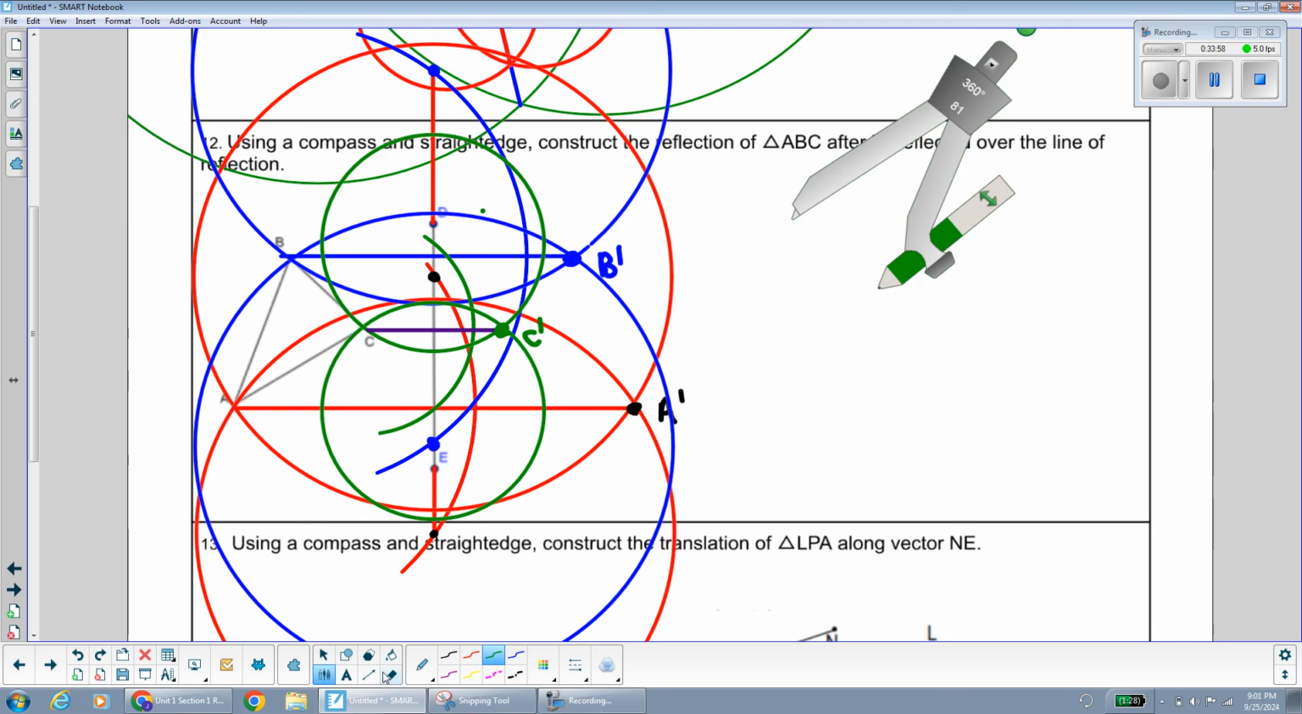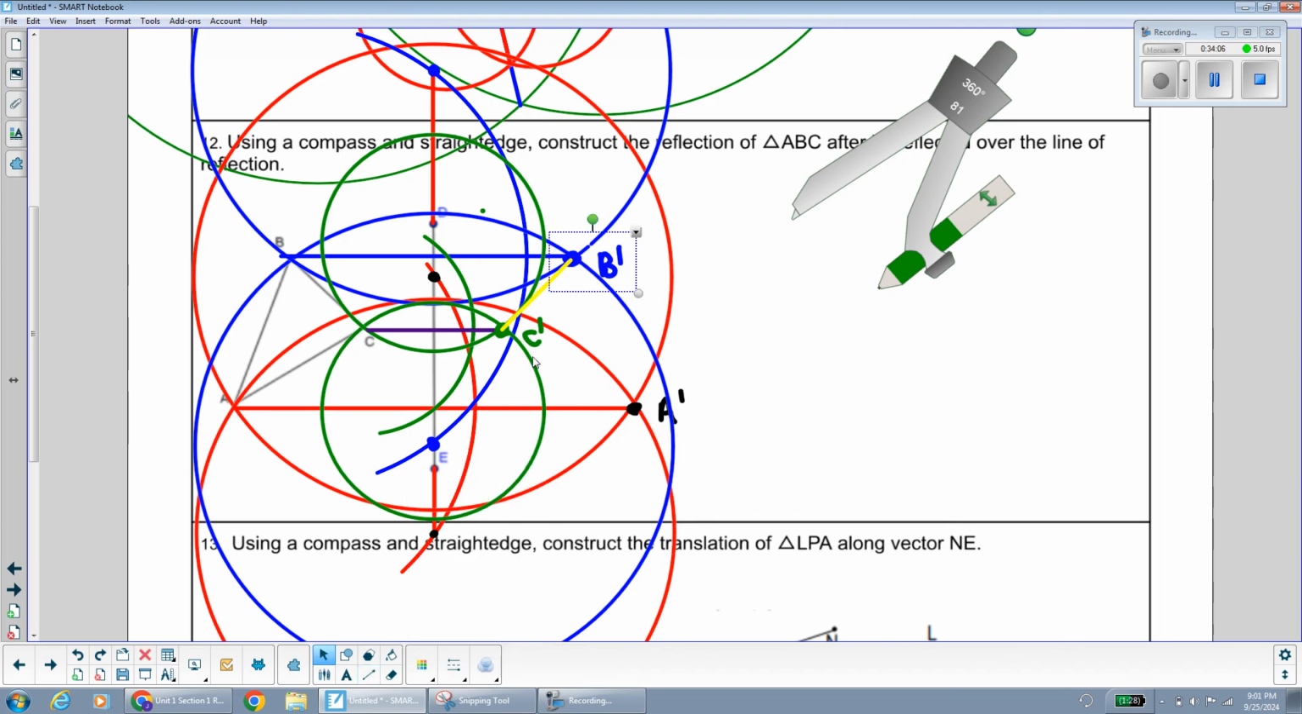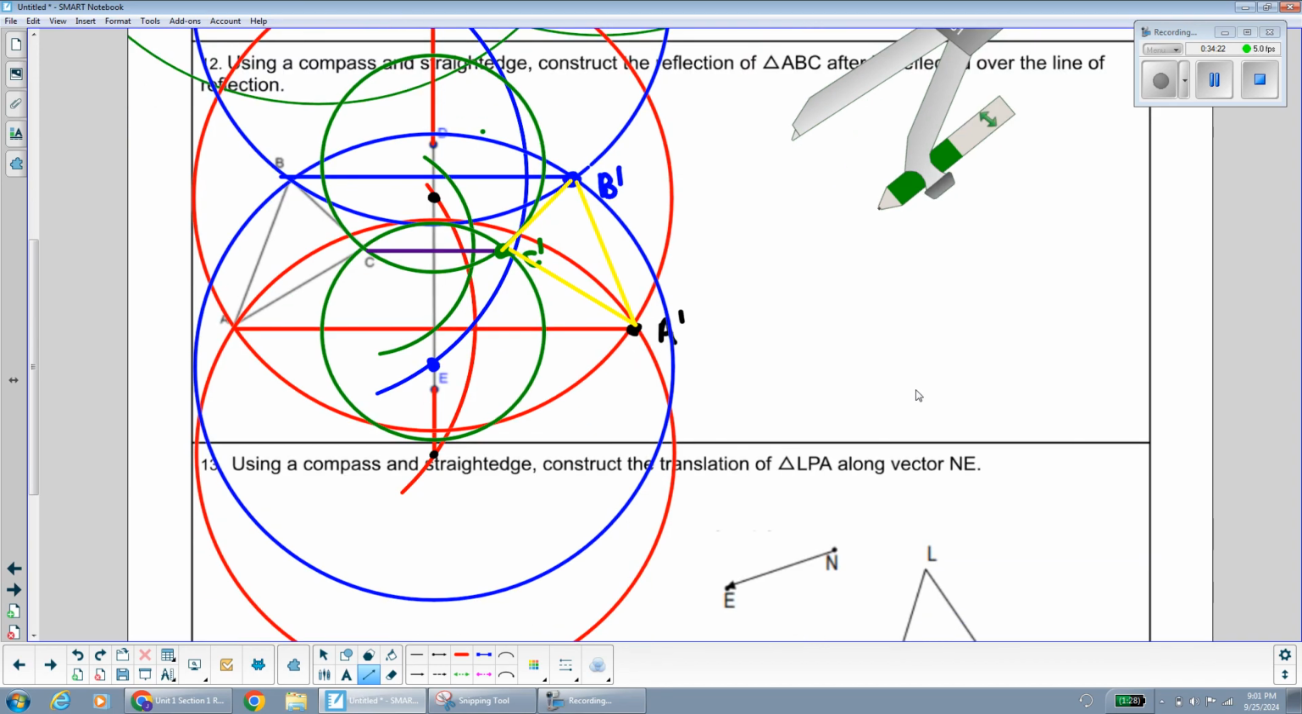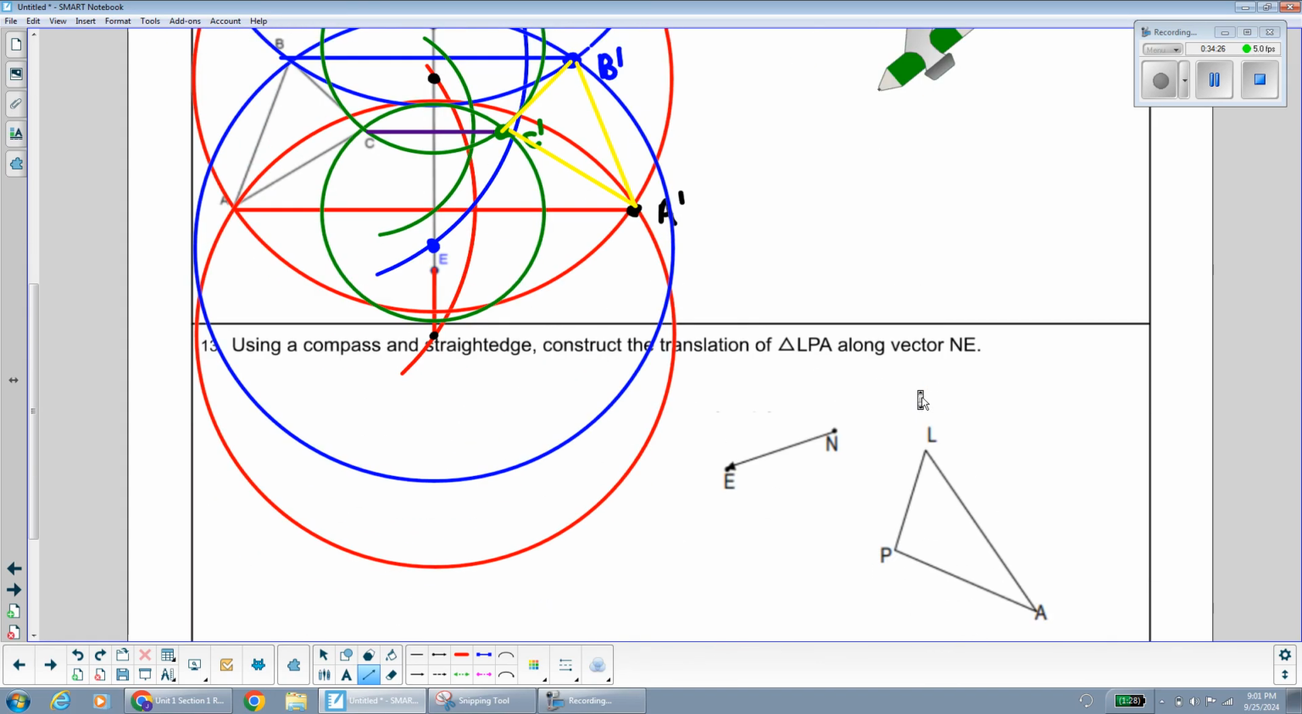In a different color, I'm just going to connect the triangle points together. I'll do yellow, so it's brighter. And notice how it's the reflected image of ABC over the line of reflection if flipped over. Each point traveled perpendicularly to the other side of the line of reflection. It is messy.